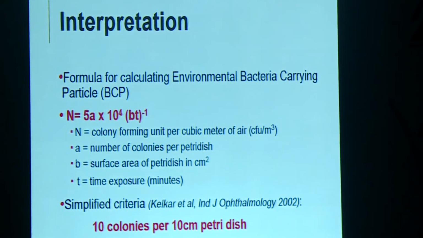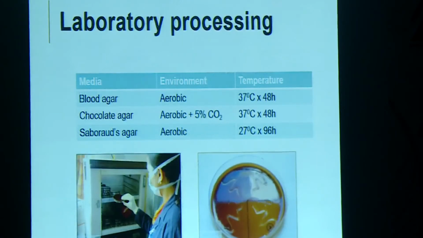For fungus, it is 1. This formula that is given out there is not for a fungal colony. So, if you have a single fungal colony, that is significant. And if you have 10 or more bacterial colonies, that is significant. The laboratory processing is like in any micro lab. You just need to know that the blood agar and chocolate agar are kept in aerobic conditions or with 5% carbon dioxide and standard temperatures.